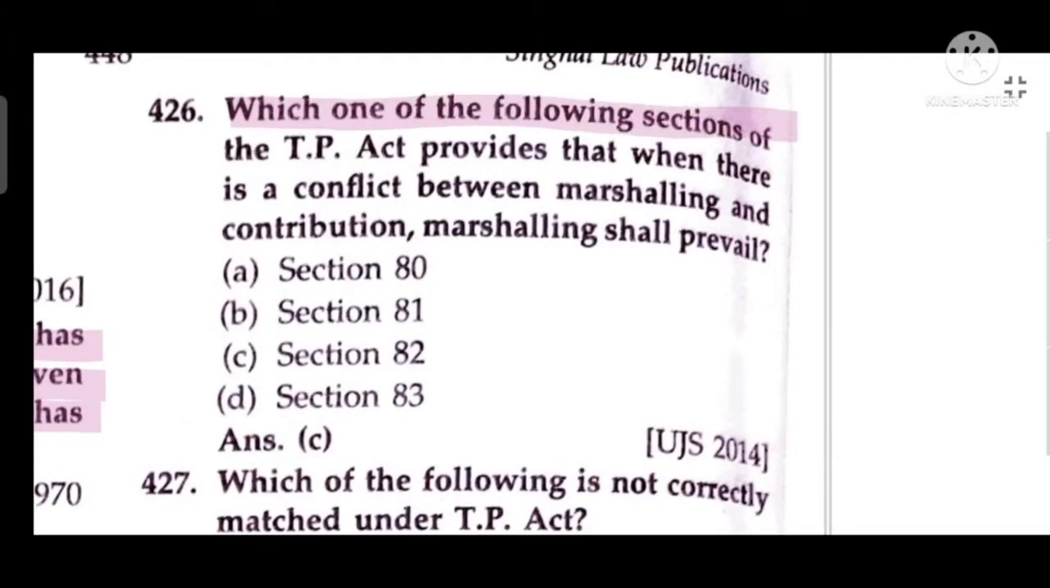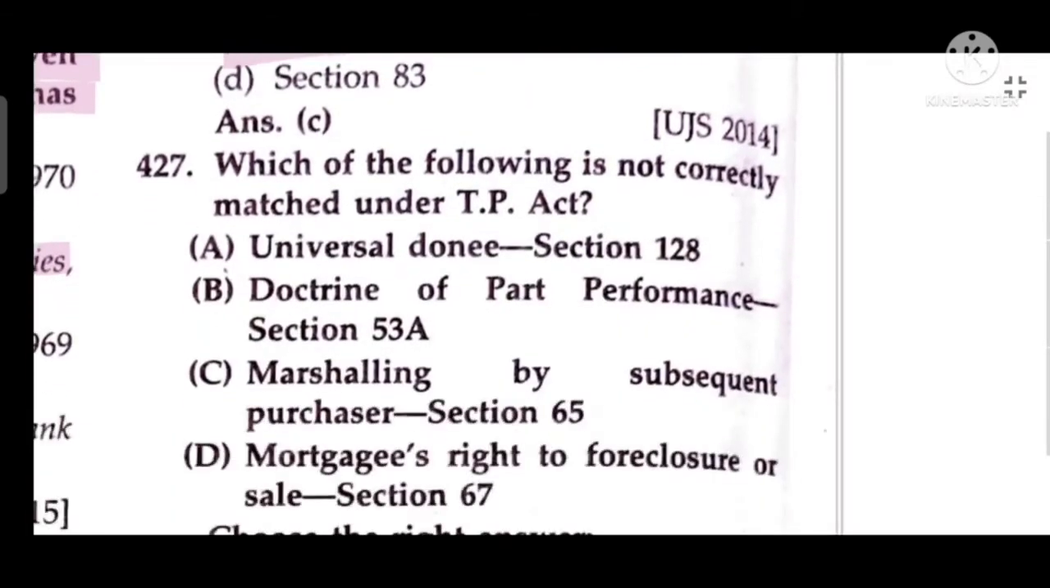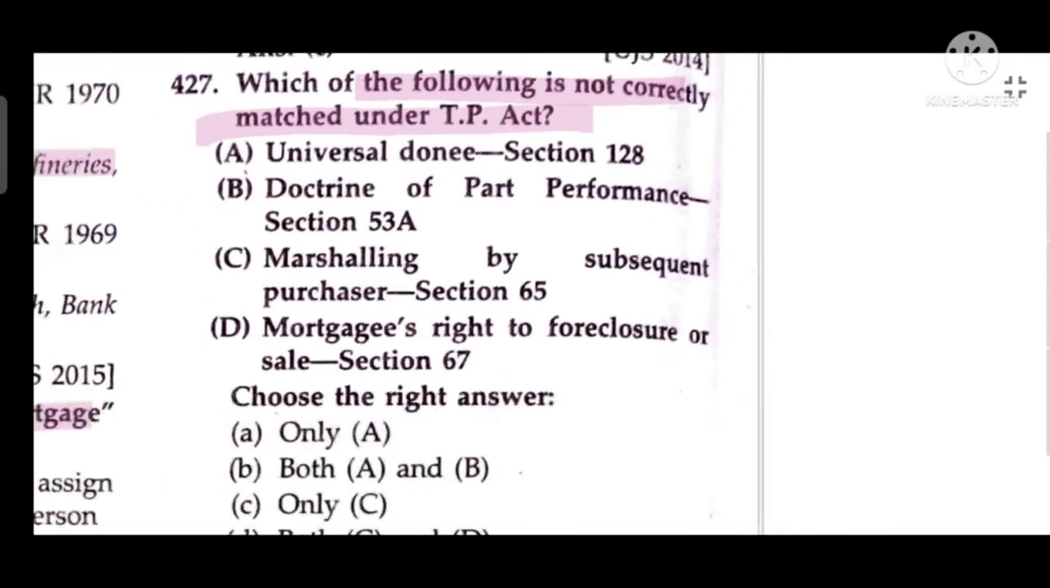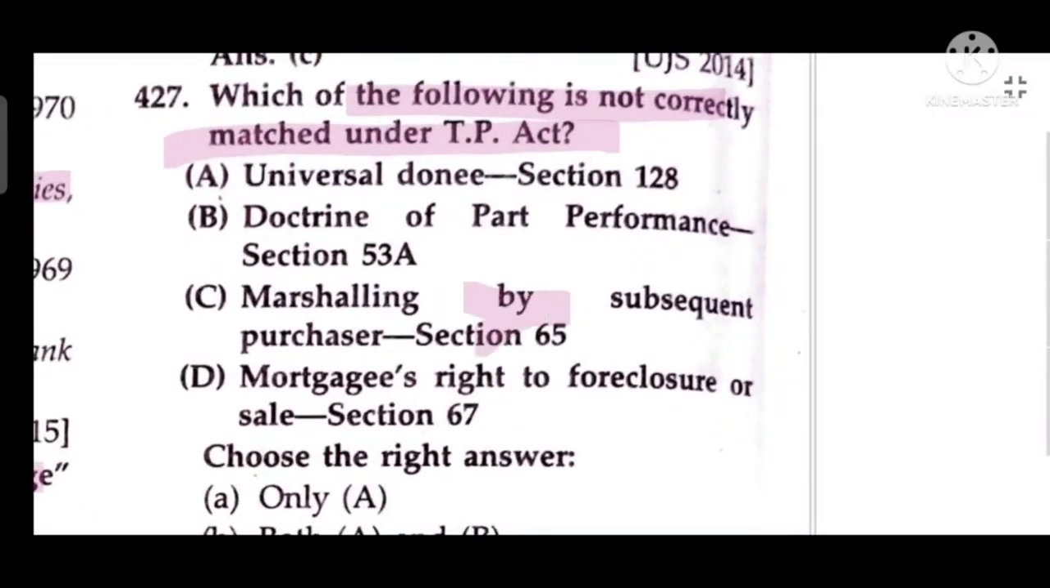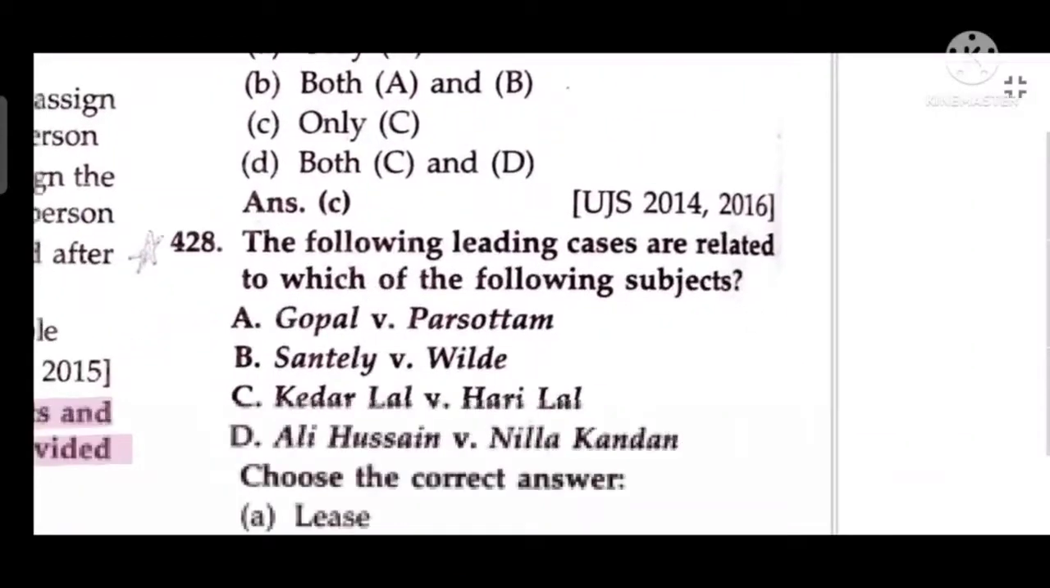Which one of the following sections of the TP Act provides that when there is a conflict between marshalling and contribution, marshalling shall prevail? Section 82. Which one of the following is not correctly matched under the TP Act? C is not correctly matched. Which one is correctly matched? Universal donee 128. Doctrine of part performance 53A. Mortgagee's right to foreclosure and sale 67.